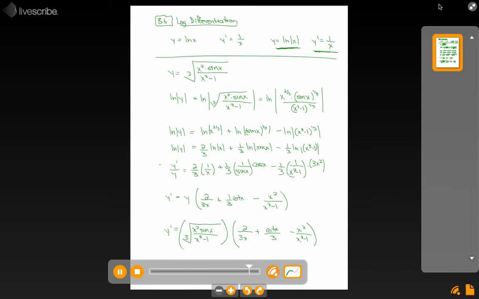It was a bunch of steps because I had to use my log rules and so on, but the actual differentiation step was made quite easy, instead of having product, quotient, and chain rule all blended together in a great big adventure. And if somebody gave me x equals pi over 6 and asked what's the slope of the tangent line on this graph, we could put pi over 6 in there and figure it out.